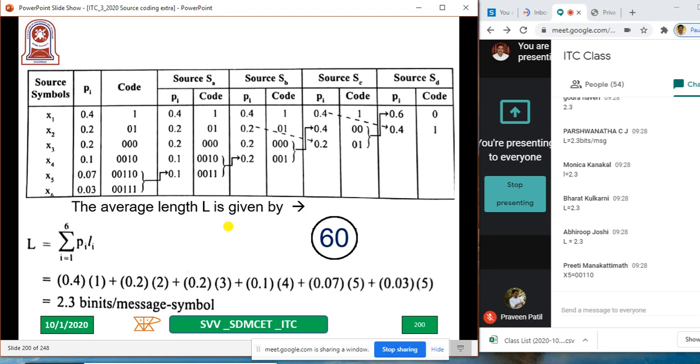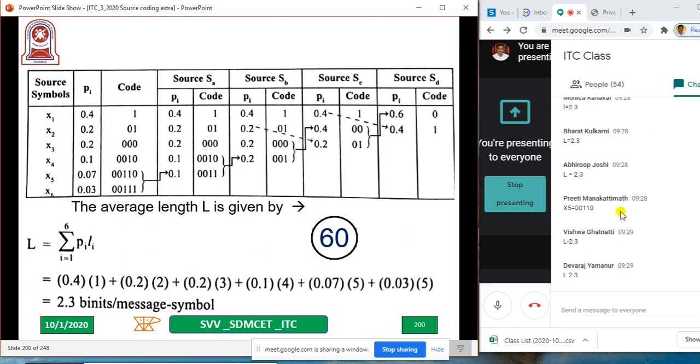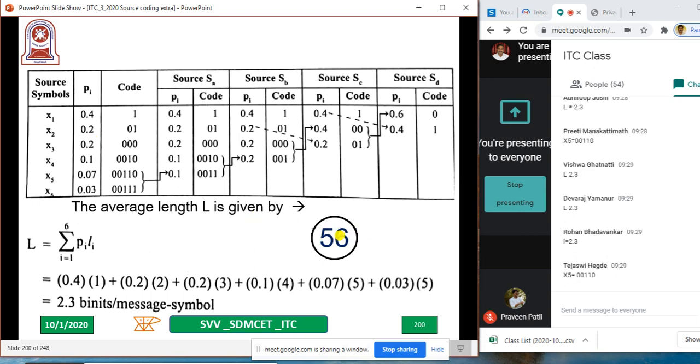H of S, you try to find out so that you can find the efficiency. Preeti has typed X5 equal to 00110. It is X5, 00110. Correct, Preeti. Rohan, Devraj, Vishwa, all have typed L, the average length. And let us go to the H of S and you can find out the efficiency. Take a minute and find out the H of S. Tejasvi has typed X6, very good.